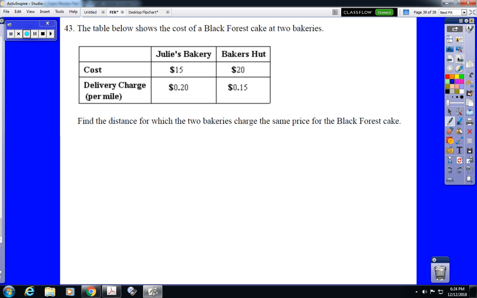So what we're going to do is we're going to write out equations in the form y equals mx plus b for both bakeries, where y is the total price and x is the number of miles for the delivery. So it'll be in miles. So if you look at this chart, you actually have the slope and the intercept for both companies. The initial cost of the cake is your intercept, and the cost per mile is your slope.